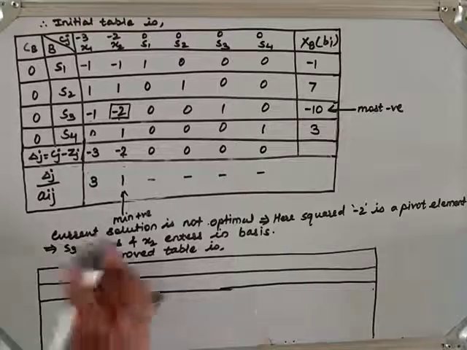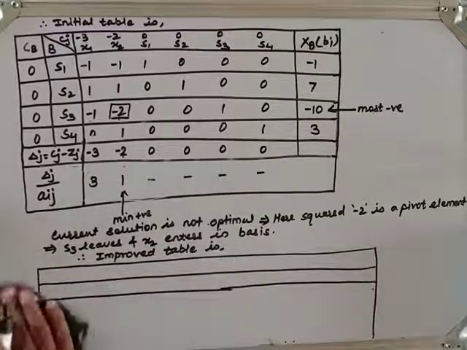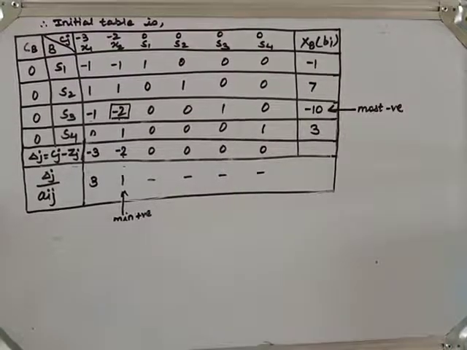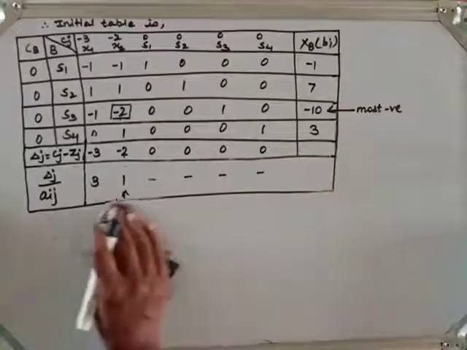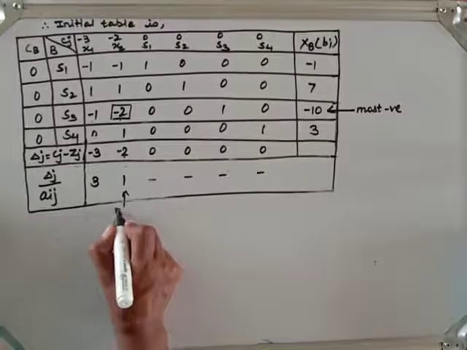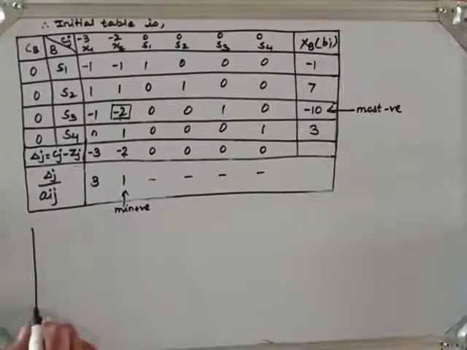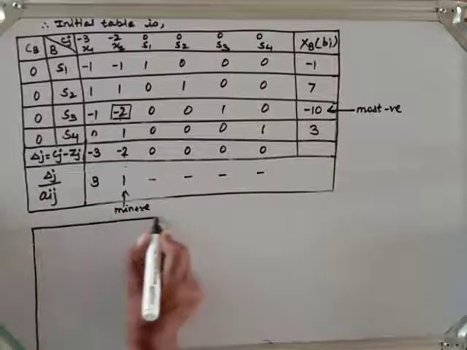Or may I rub this part here? It's better that I rub this part here so that the table will be bigger. Sorry for that. This is, let me write it, this is minimum positive. So now here let me prepare a table.